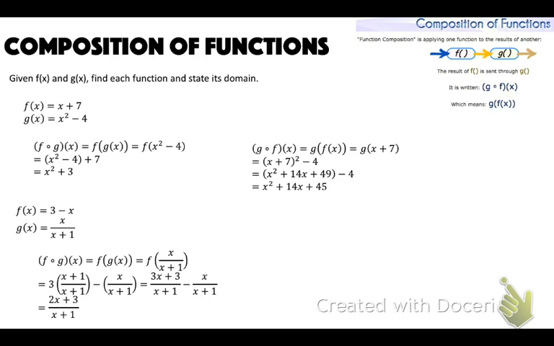Cool? So if we have g of f of x, that's going to be plugging f of x into g. So that's 3 minus x going into g of x. So that's 3 minus x over 3 minus x plus 1, which is 3 minus x over 4 minus x. And we're just going to leave it.